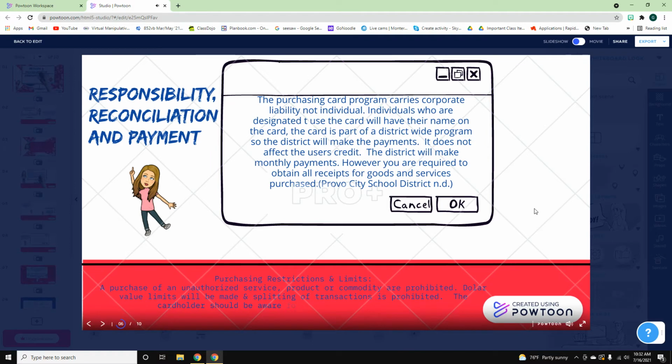There are some purchasing restrictions and limits. A purchase of an unauthorized service, product, or commodity is prohibited. Dollar value limits will be set, and splitting of transactions is prohibited. The cardholder should be aware of their balance at all times.